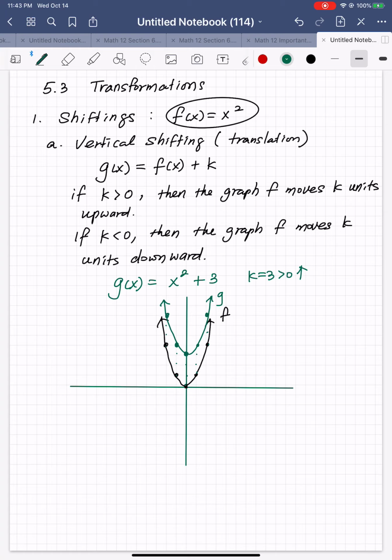Now, I can have the h function this time. This time I make it x squared minus 4, which means the k is negative 4, which is less than 0, so down 4, from the f function. So from the f function, I'll go down 4. 1, 2, 3, 4, for each point. And then this is your graph of the h. So this we call the vertical shifting, okay?